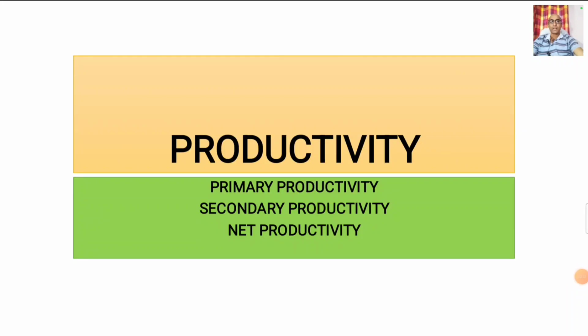So welcome back to another video lecture, and this time we are going to study the functional aspects of an ecosystem. As far as functional aspect is concerned, you know that each ecosystem has some functional role, and one of them is productivity, that is the amount of production. So we will discuss the primary productivity, the secondary productivity and the net productivity in this video lecture. Let us start.